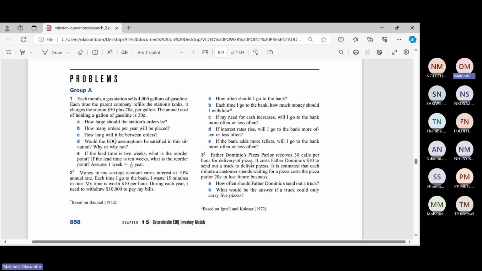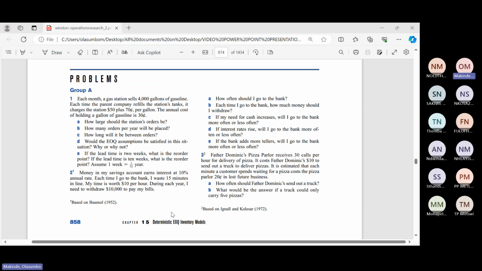It is estimated that each minute a customer spends waiting for a pizza costs the pizza parlor 20 cents in lost future business. So that means they've analyzed the cost of waiting. If you allow the customer to wait too long, think about it, some people order pizza from home. So if they have ordered and they are waiting for long, maybe they won't buy from you anymore.